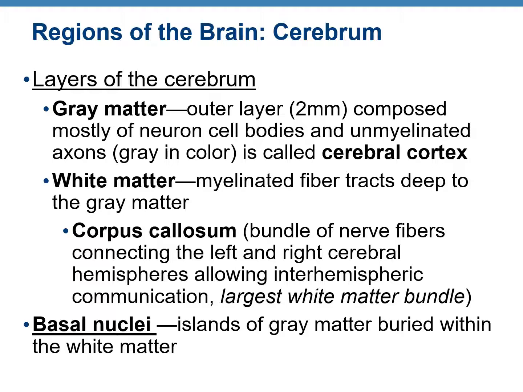The largest tract of cerebral white matter is called the corpus callosum, which connects the right and the left cerebral hemispheres, and it allows interhemispheric communication. Another prominent tract of white matter is inferior to the corpus callosum. It is known as the fornix.